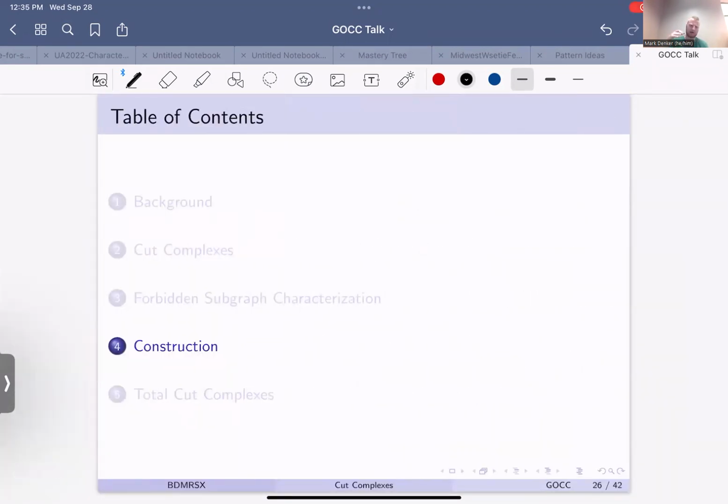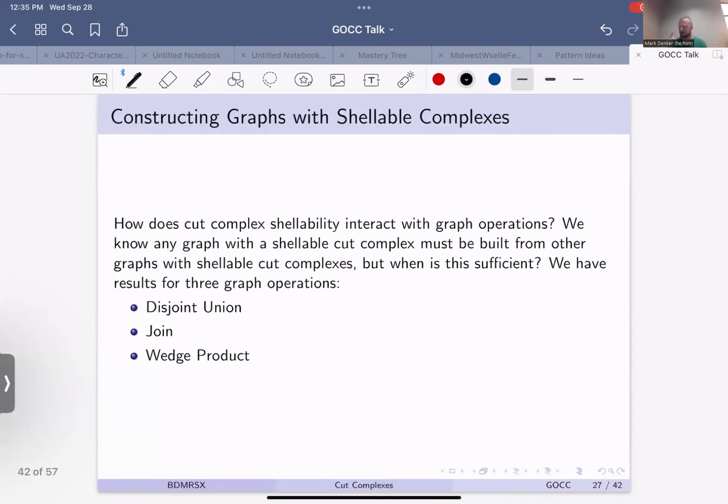But the other thing we're working at is a more constructive idea. Like if I happen to know that this graph gives me a shellable cut complex, what other graphs do I know will give me a shellable cut complex? Can I do graph operations to my graph and still understand what's happening with my cut complex? And so that is our constructive theorems. And we have things for lots of things you like to do with graphs. Disjoint union, join, wedge product, all are understood in the idea of shelling.